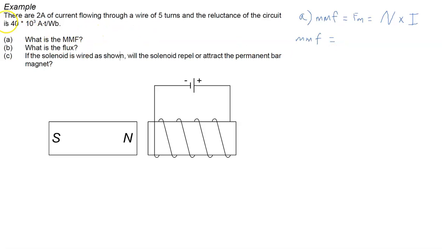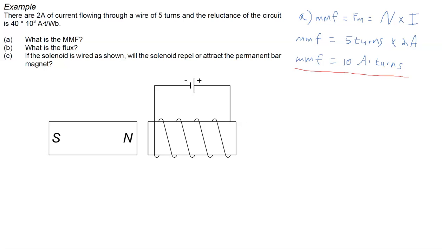Magnetomotive force then is equal to, back to our given information, we have 5 turns multiplied by the current, which was 2 amps. Now, a bit of a strange unit there for MMF, but it's amps times turns, right? So it is indeed 10 amp turns. We can do amps times a lowercase t, or you could write out turns. Okay, so the MMF is 10 amp turns.